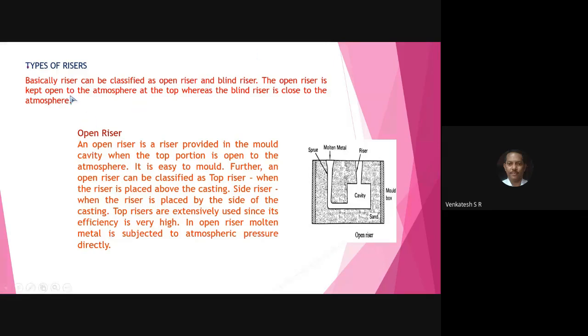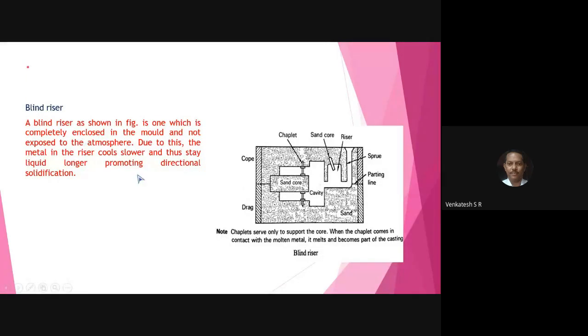For this question, the function of the riser: the riser works as a governor whenever the mold cavity requires a small amount of liquid metal in order to compensate the volume contraction, that is supplied by the riser. That is the explanation for what is the riser. And different types of risers. First one, number one, open riser. Number two, blind riser. Both.